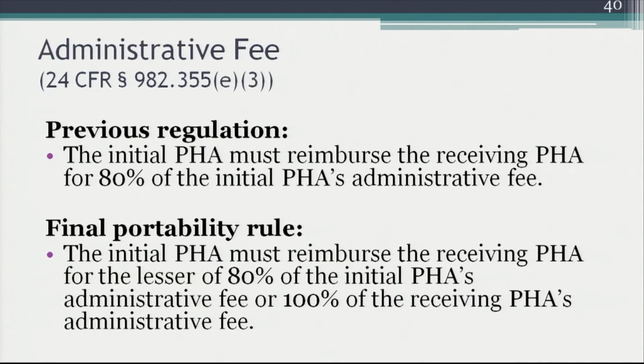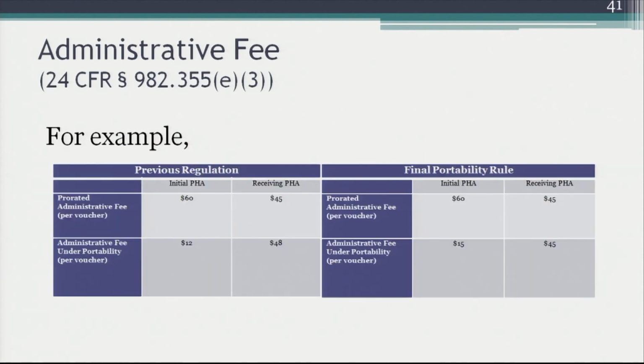Okay, so let's get into changes in the administrative fee structure. Under previous regulation, the initial PHA had to reimburse the receiving PHA for 80% of the initial PHA's admin fee. Under the final portability rule, the initial PHA reimburses the receiving PHA for the lesser of either 80% of the initial PHA's administrative fee or 100% of the receiving PHA's administrative fee. And let's see an example of this so that it's a little bit easier to understand.